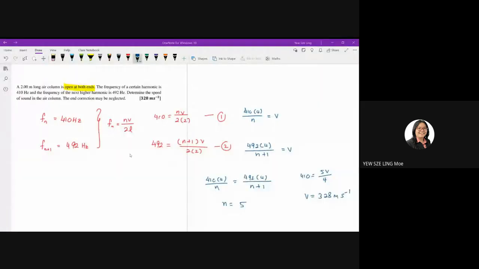So this is just a very simple question. What you need is just two equations because you are given two different scenarios from the same pipe, same air column. So when it comes from the same air column, we have the same length, and also the same frequency because you're using the same medium, the same air column, same pipe. So the speed of wave, the speed of sound, will be traveling at the same speed.